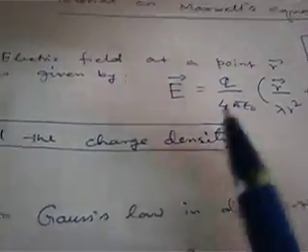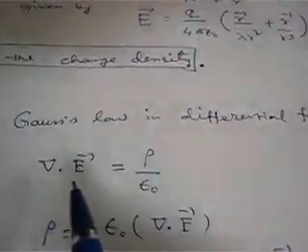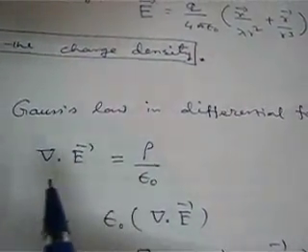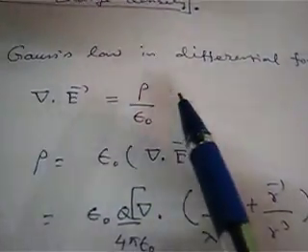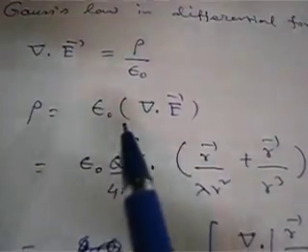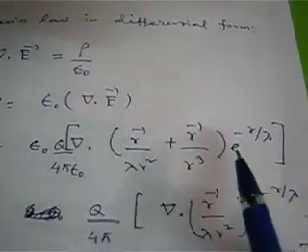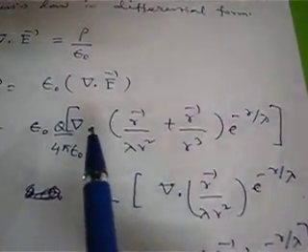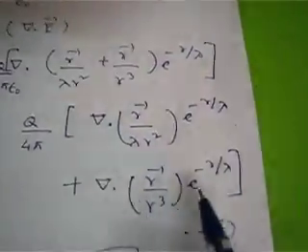So to find out charge density, let us start with the differential form of Gauss's law. Divergence of E equals rho by epsilon naught, where rho is the charge density. Applying this relation, we may write rho equals epsilon naught divergence of E. Putting the value of E vector, divergence of this plus divergence of this.